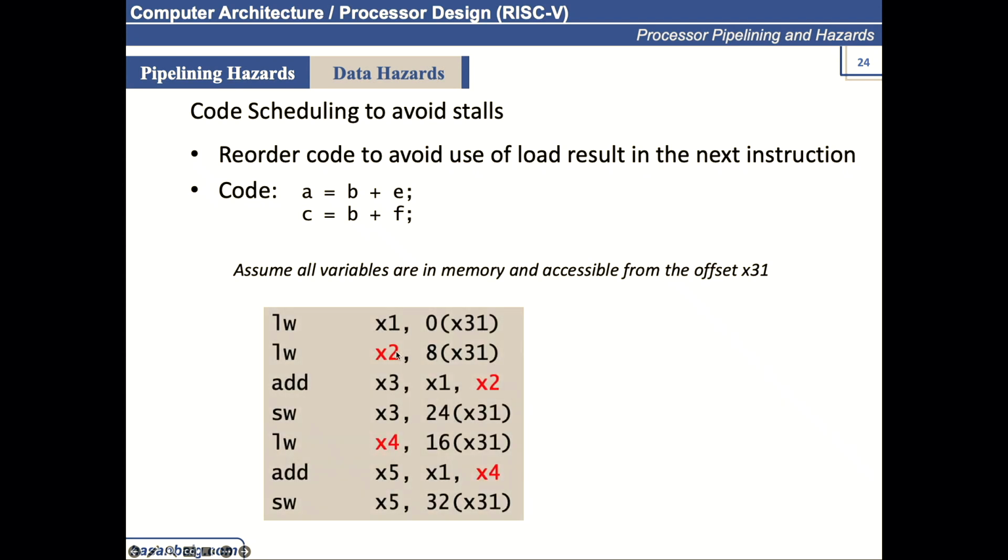Here you can see we are loading b, let's say into x1, and we are loading e, let's say into x2, and then we are performing addition. So the load instruction, what we are loading, we are using in the next instruction. So there is clearly a data dependency between the load instruction and the next R-type instruction. So data dependency here and data dependency here.